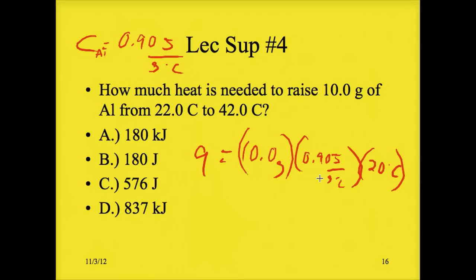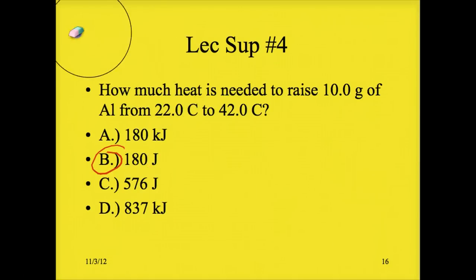This would be a pretty good multiple choice question. Hopefully you can see that 10 times 0.9 is 9. 9 times 20 is 180. 180 joules, because grams cancel out with grams, and we're left with the joule. So it's joules, it's not kilojoules. So we're looking for 180. Like I said, that's a good multiple choice question. Note that if you're going into kilojoules, that'd be 0.180 kJ.